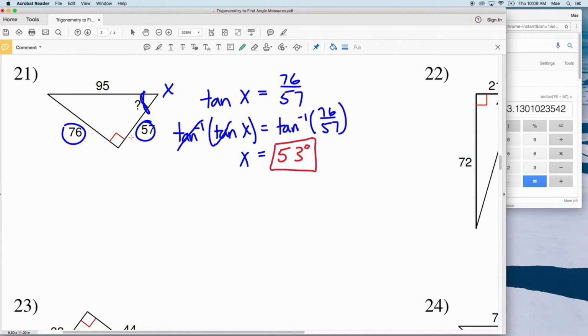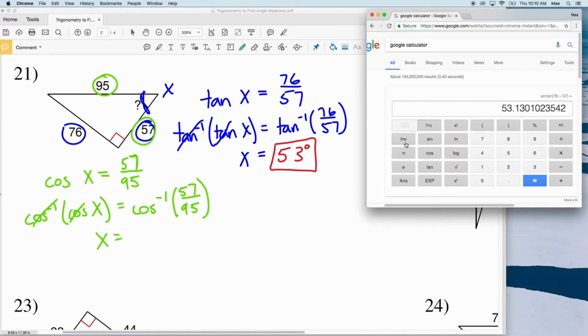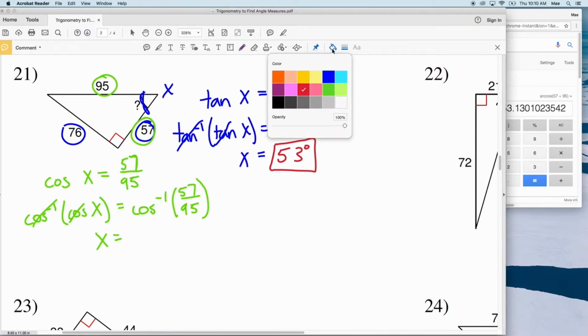Let's go ahead and use another function to solve this. Let's use cosine. If we're using cosine, we're going to need to do adjacent over the hypotenuse. So the cosine of x equals 57 over 95. Taking the inverse cosine of both sides, we'll get that x is equal to the inverse cosine of 57 over 95, which indeed equals 53 degrees.